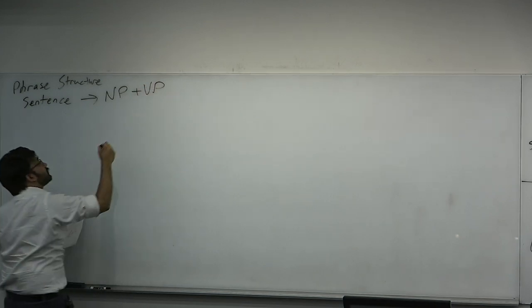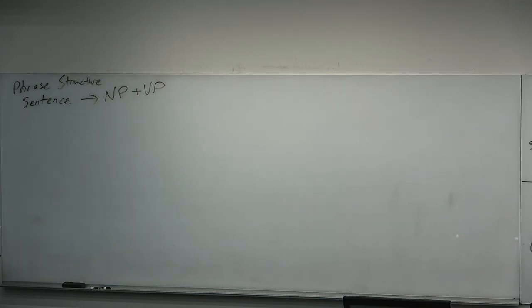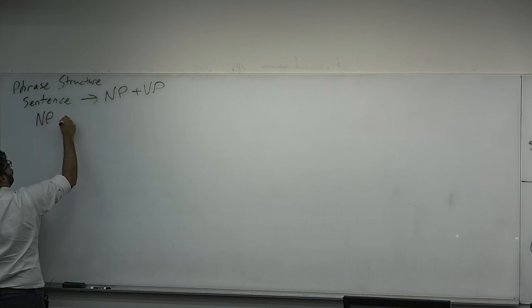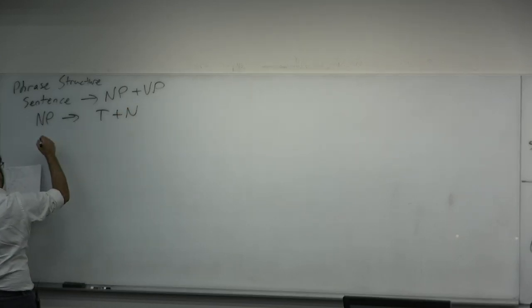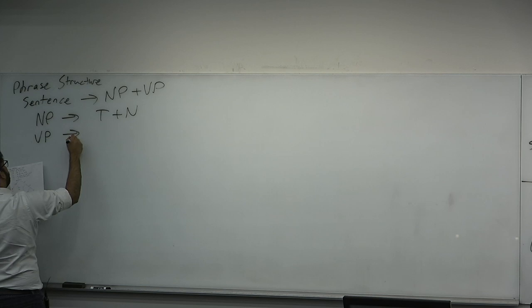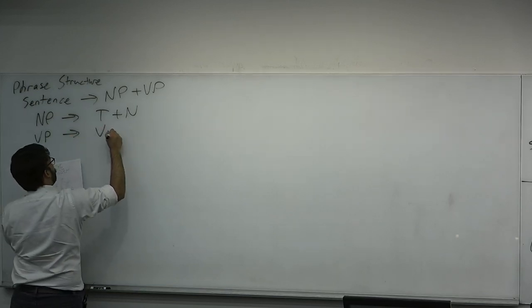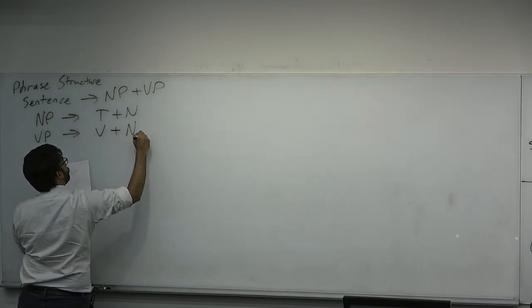Here, plus is not a special symbol. Think of it as a concatenation. VP and NP are non-terminals to denote that NP will generate a noun phrase and VP will generate a verb phrase. So we could do something like noun phrase is an article and a noun. And then a verb phrase is a verb plus a noun phrase.